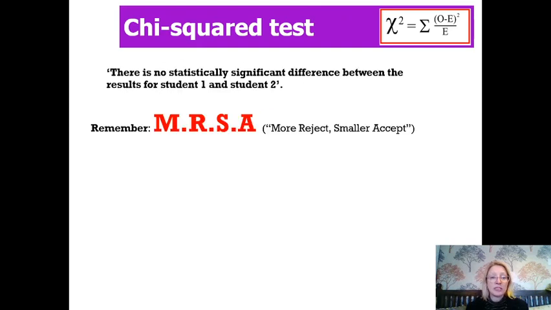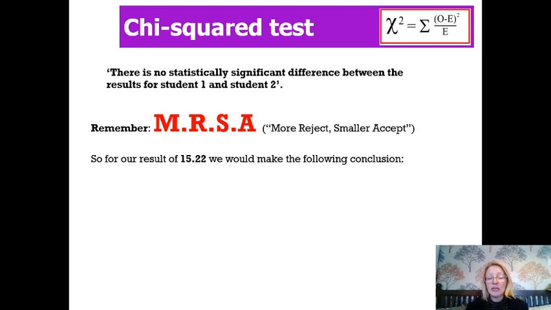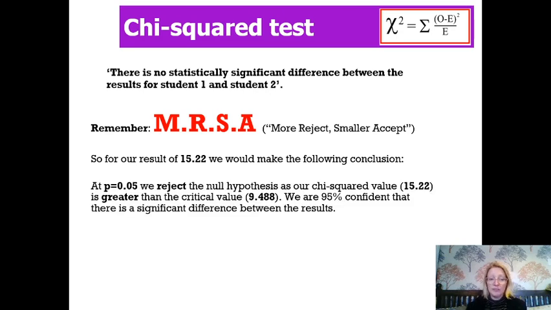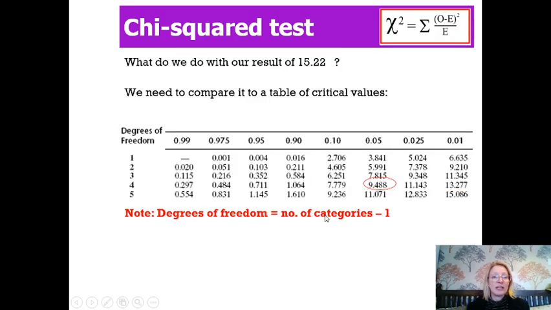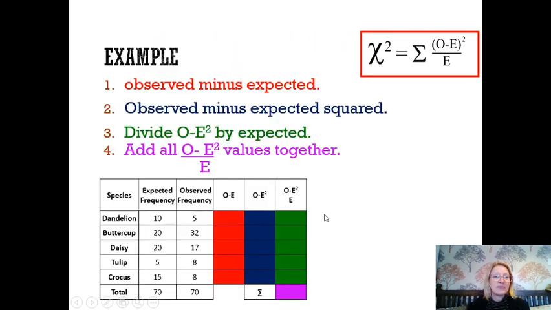So if we think about the data that we've got, we managed to get a calculated value of 15.22. Because our chi-squared value, 15.22, is much greater than the critical value, we're going to reject the null hypothesis at that 5% significance level. So we are 95% confident then that there is a significant difference between the observed and the expected results that we've got there. Good. Okay, I'm just going to go back to the step-by-step.